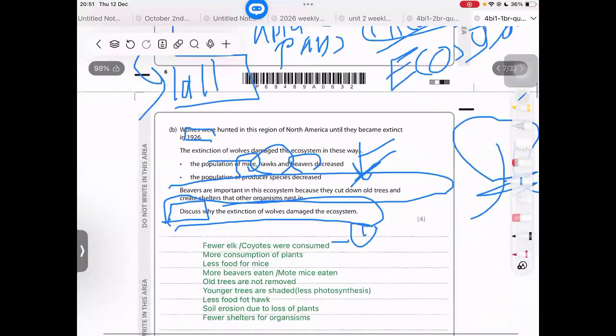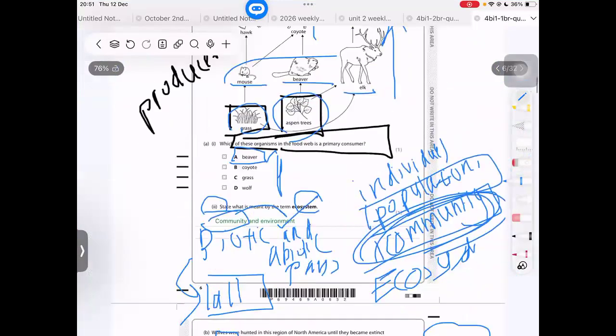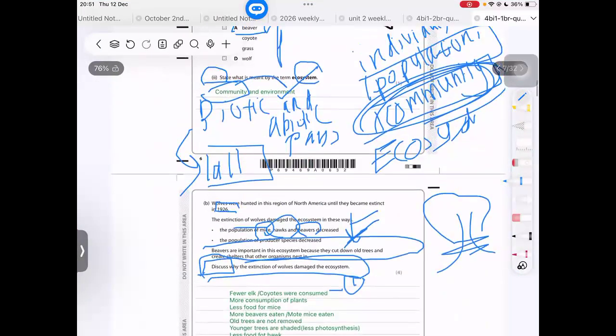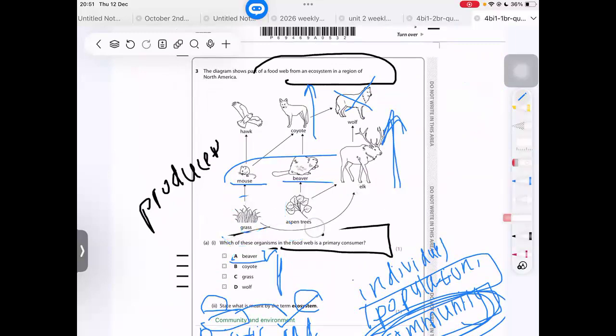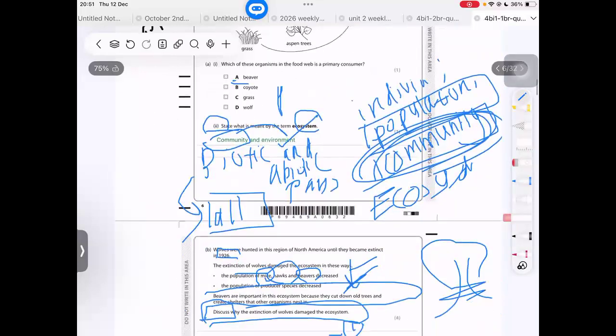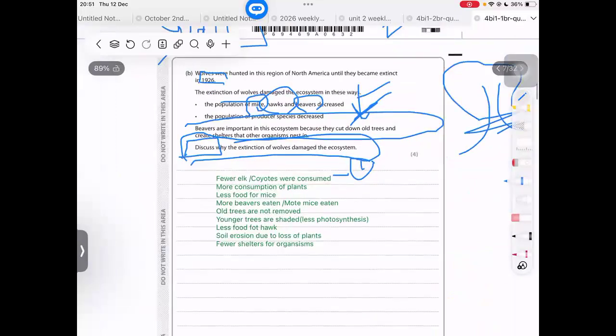Now, when elks have increased, they are eating the producers. Aspen trees and grass are both their food sources. Therefore, the grass and the aspen trees would decrease. So you can write down more consumption of plants. For that, you can get 1 mark.